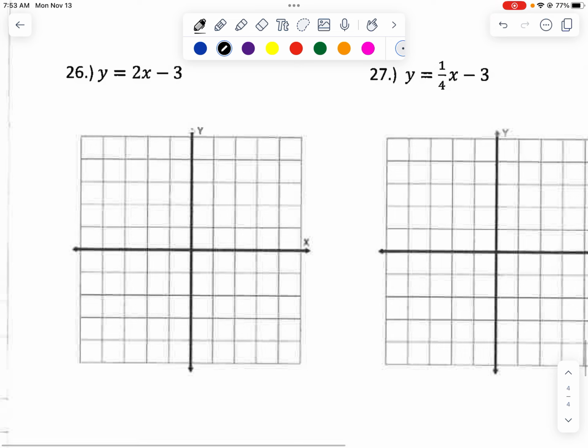So this one, my y-intercept is -3. I plot a point. My slope, this is 2 over 1. So I'm going to go up 2, 1, 2, over 1. Up 2 over 1, up 2 over 1, up 2 over 1. I could have gone down 2 and to the left 1 also.